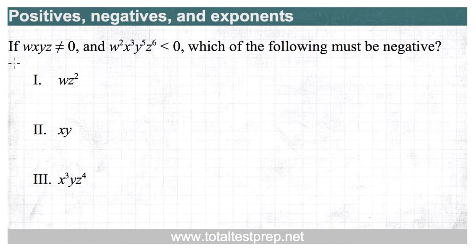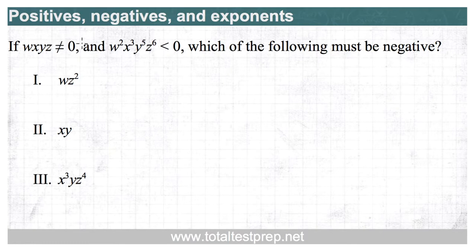We're asked, if wxyz is not equal to 0 and this entire thing is less than 0, or negative, which of the following, meaning which of these, must be negative. So this is a positives and negatives question. It's asking you about the rules of positives and negatives, but it's made a little bit more difficult by throwing in all these exponents.